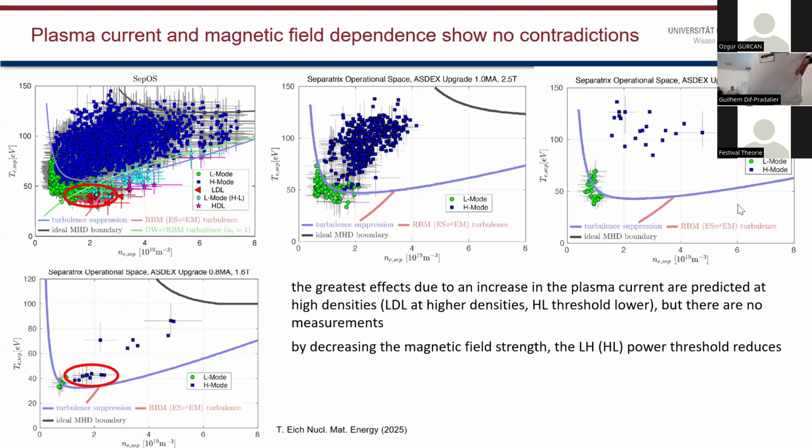If you decrease the magnetic field, we decrease the L to H power threshold. And here, these points are usually disruptive. And here they're in high confinement mode, for example, as predicted by the model. So it's working as expected with the database.